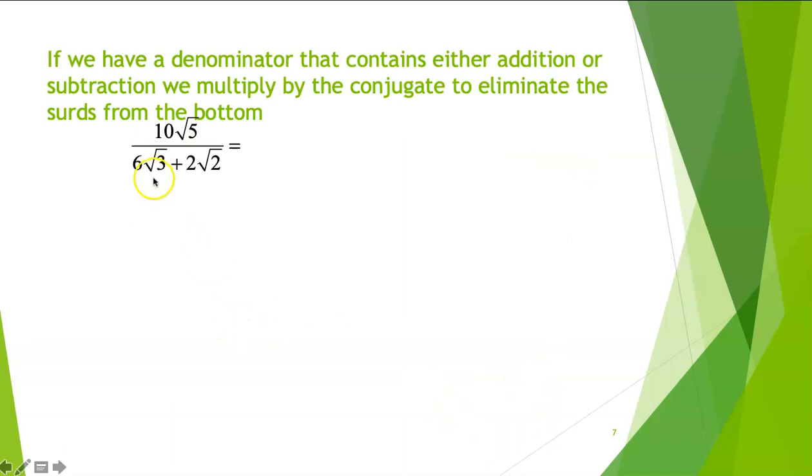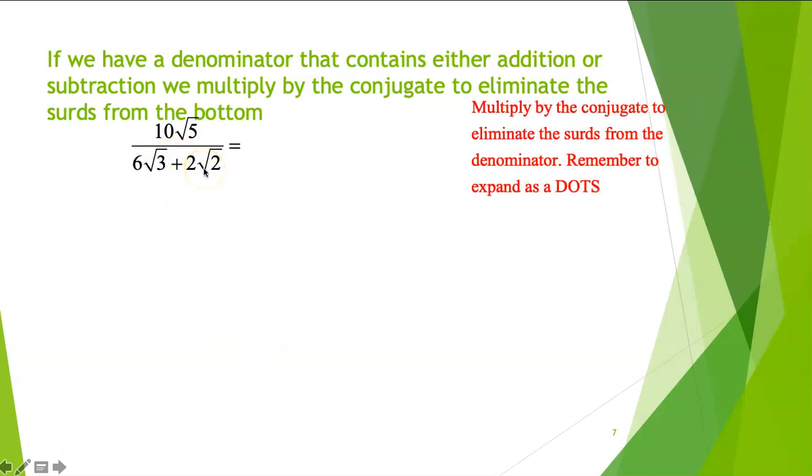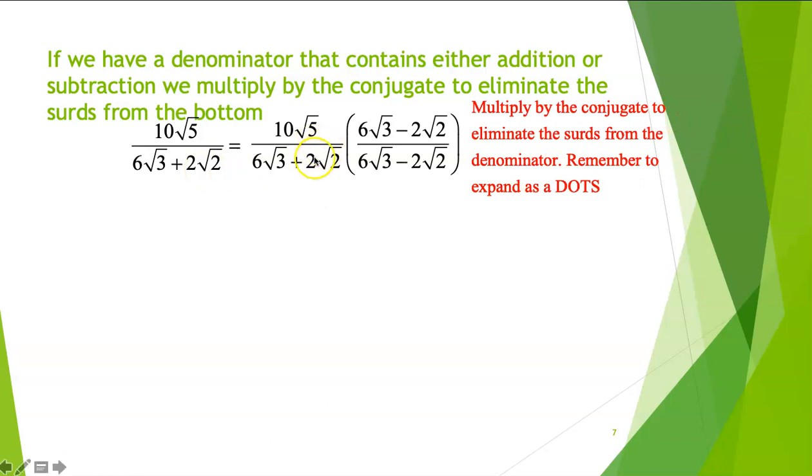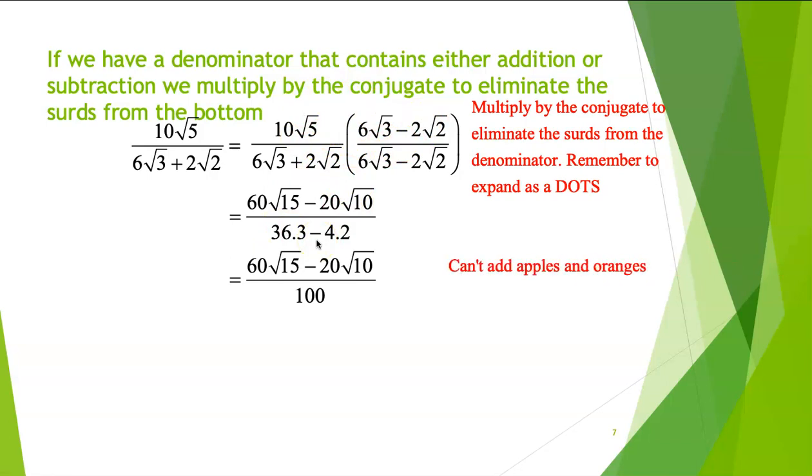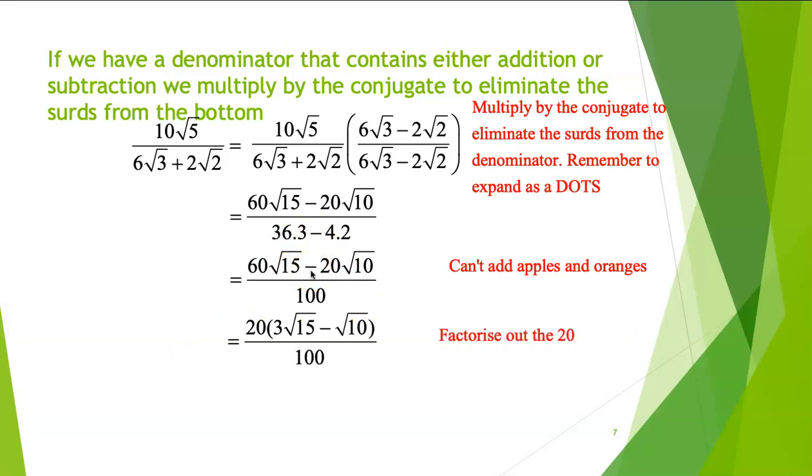Now, if you have a denominator like this, can you see there are two components for this surd? This time you'll have to use the conjugate. So you multiply by the conjugate of the denominator. Now, when you multiply by the conjugate, you use your expanding skills. So the numerator, just expanding, the denominator again, you're expanding, and you will end up with this answer. They are not like terms. You can't simplify those surds anymore, so you will have to stop where it is. You can't simplify the surds, but you can find 20 as a common factor, and then you simplify the 20 with the 100, and that's your last answer.